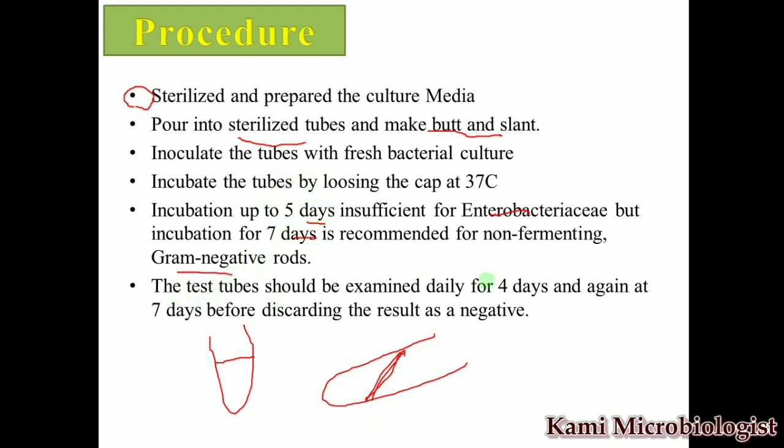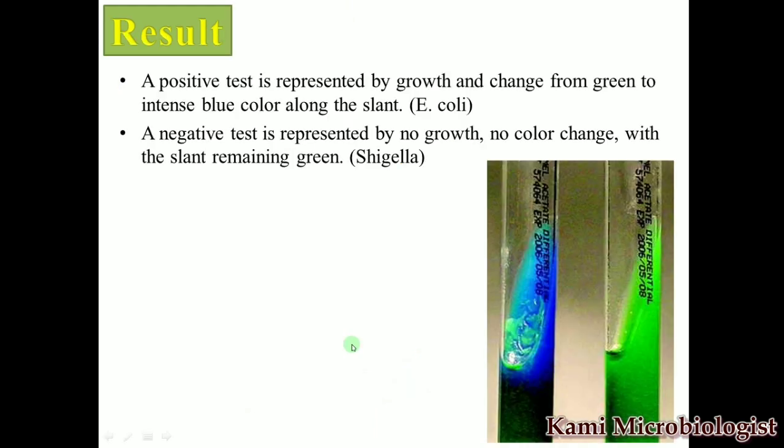The next point says that after every 4 days you have to check the tubes for positivity. Sometimes we get the result after 2 days, 3 days, 4 days. So within 7 days we will get the result. After the 7 days, if we still didn't get any result, we will discard it. So that's how we can perform this test.